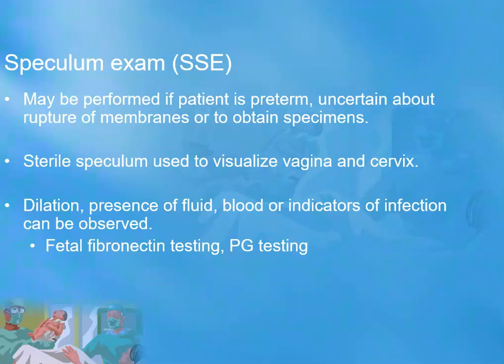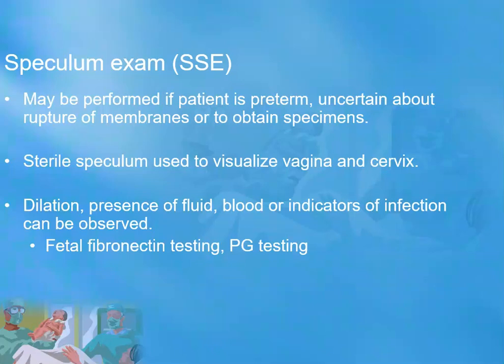If they're leaking amniotic fluid, we can always check to see if the lungs are mature. A sterile speculum is used again to visualize the vagina as well as the cervix. We're checking dilation, presence of fluid, and if there's any blood or indicators of infection that can be observed.